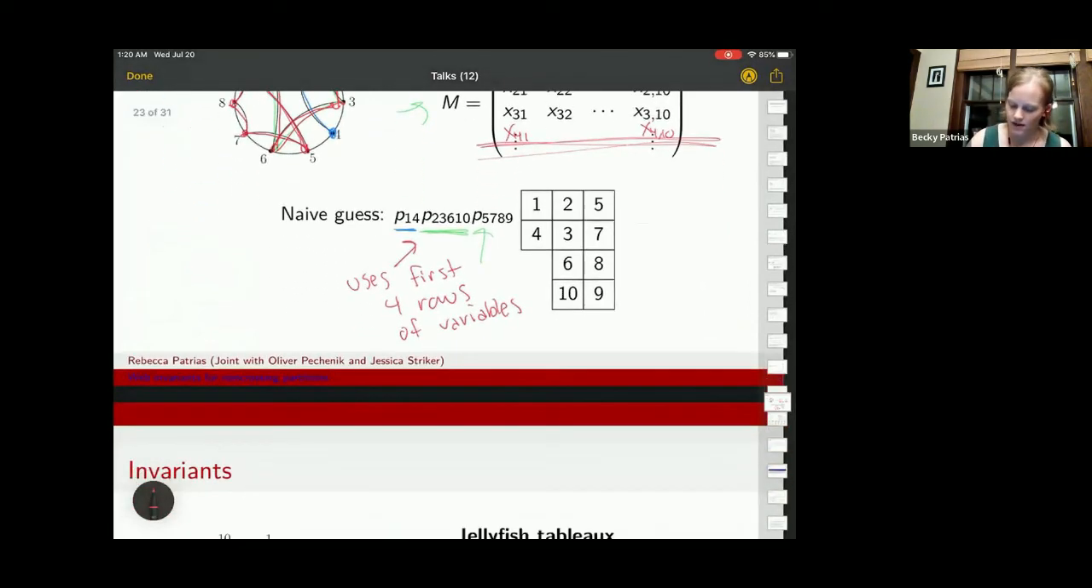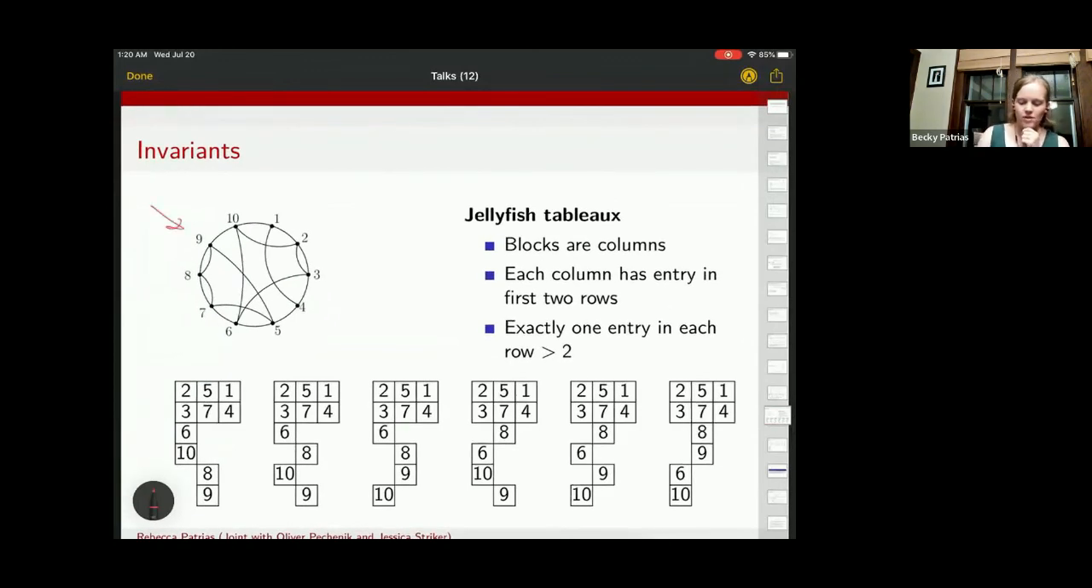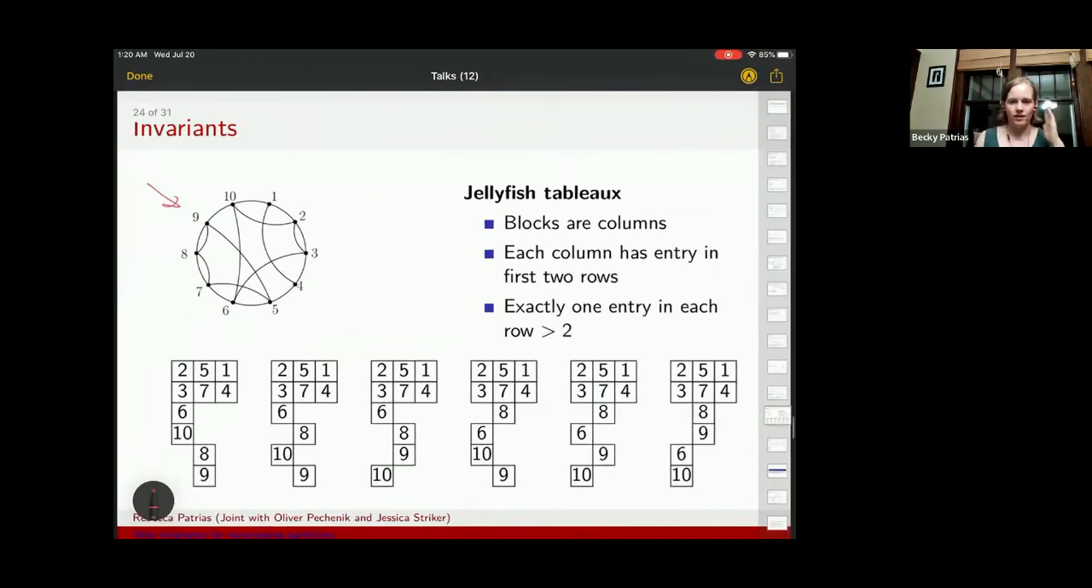And let me show you what we ended up with here. So I'm going to start again with a partition with no singleton blocks. And I want to then create a set of what we call jellyfish tableau. So you can see the set of jellyfish tableau below. Our rules are as follows. So the blocks of my partition are going to be the columns of my tableau. So I have block 1, 4. So each jellyfish tableau has column 1, 4. I have block 2, 3, 6, 10. So I have a column with 2, 3, 6, 10. And I have block 5, 7, 8, 9. So I have a column with 5, 7, 8, 9.